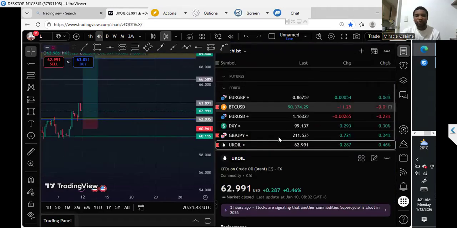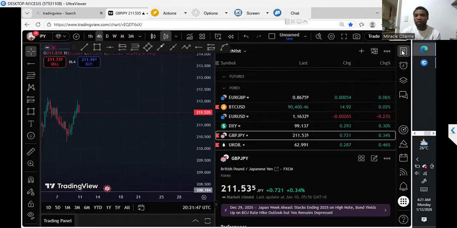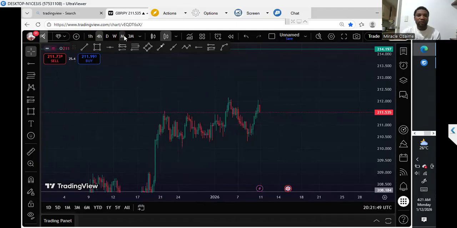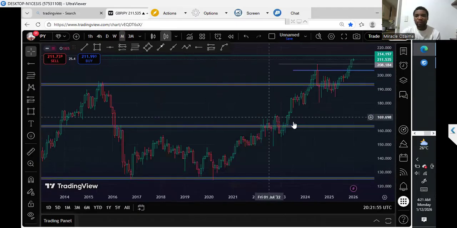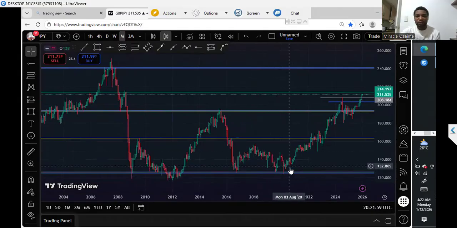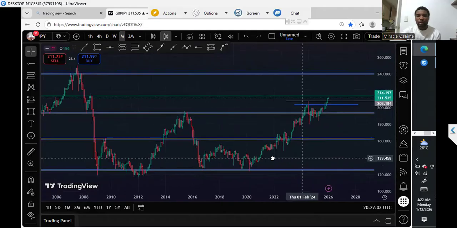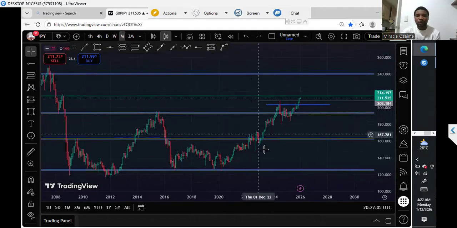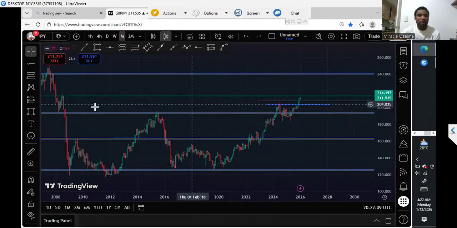The next pair that I'm going to be looking at is GBP JPY. What is GBP JPY doing on the monthly time frame? I'm going to check. On the monthly time frame, GBP JPY is looking bullish. This triple bottom around this area, this base around this area is what pushed the market upwards. So we have a push, we have a correction, we have a push, we have a correction, and this is looking like a push.